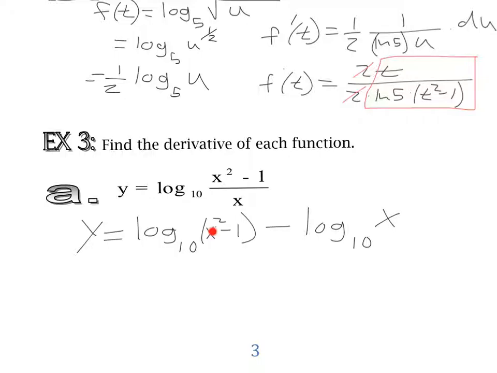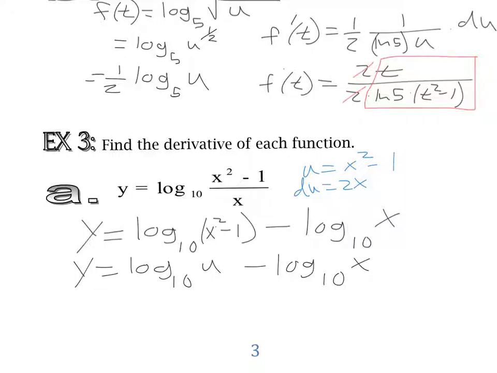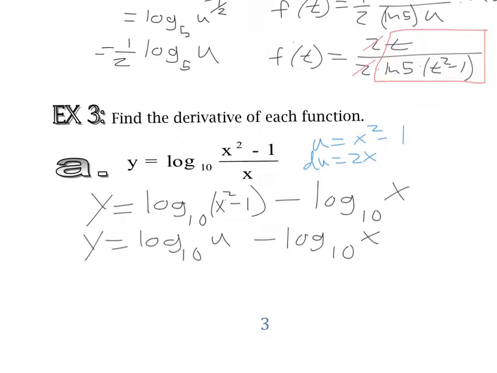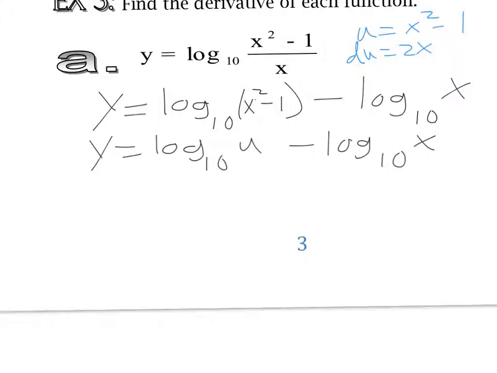We still have a little chain rule here, so I'm still going to use some u substitution, but it's very manageable. So I'm going to say u equals x squared minus 1 and du equals 2x. Very manageable. So this is really like saying, well, log base 10 of u minus log base 10 of x. Okay, again, I think you could do it from here, so if you want to pause it, give it a try. Go ahead and do that. But I'm going to keep going.